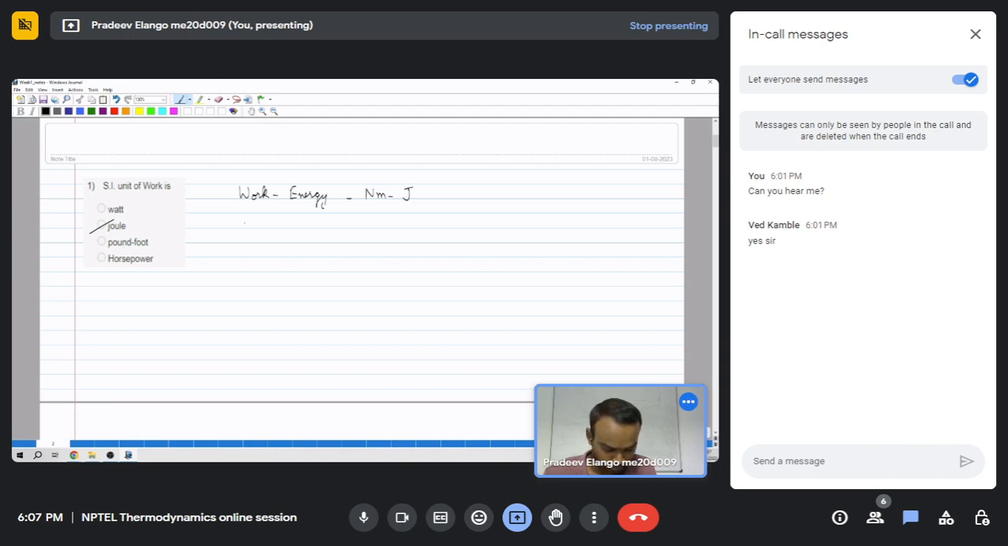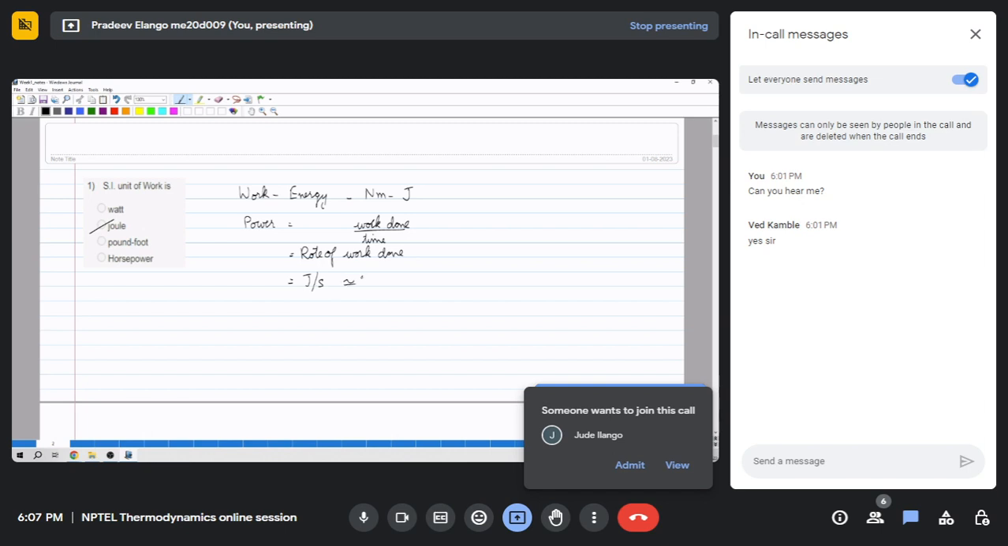The power is defined as rate of work done per time. It is either work done per time or rate of work done. So then it will take the unit of joule per second, which is watt.